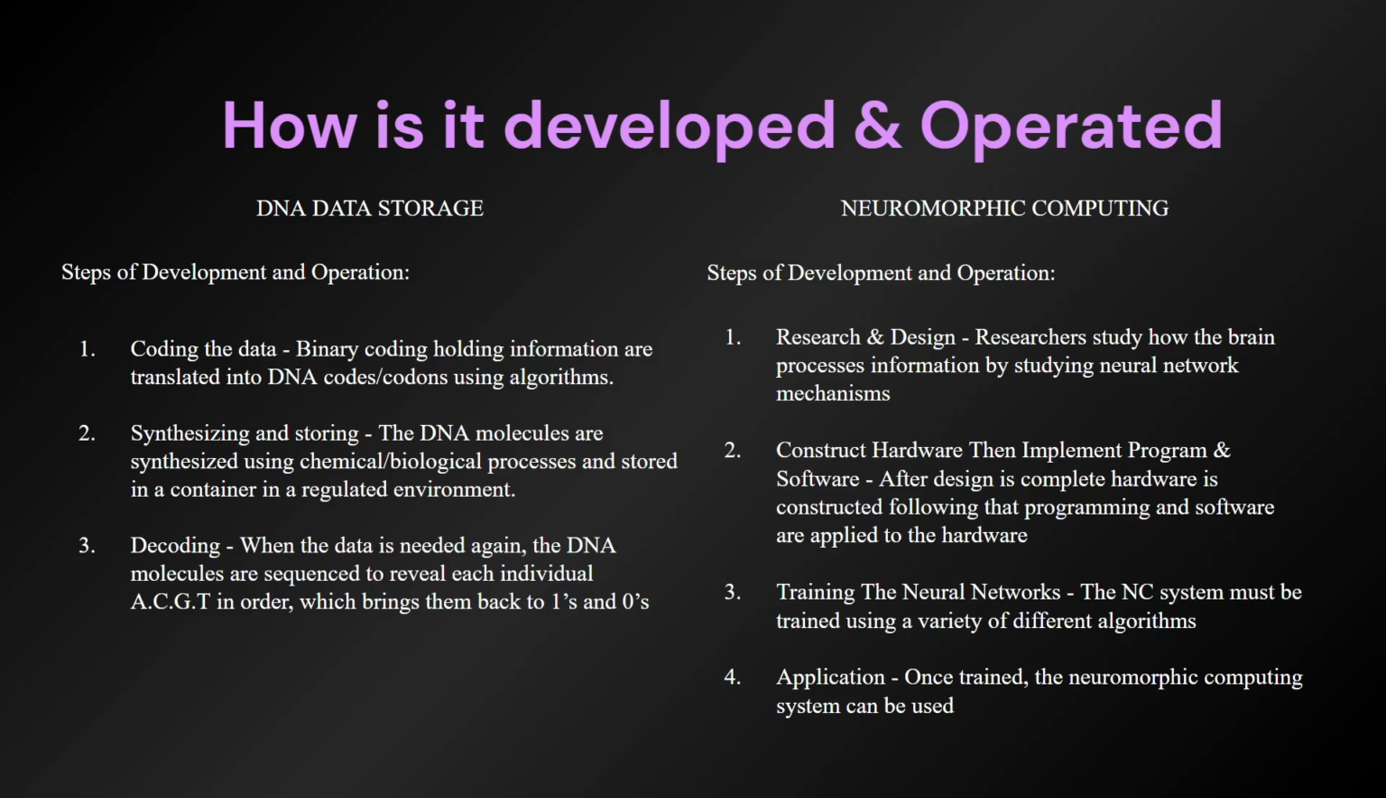And three, training the neural networks. The neuromorphic computing system must be trained using a variety of different algorithms. It works almost in the same way as an AI would, if you think about it like that. And then there's the application. Once the neuromorphic computer is trained, it can actually be used in day-to-day applications.